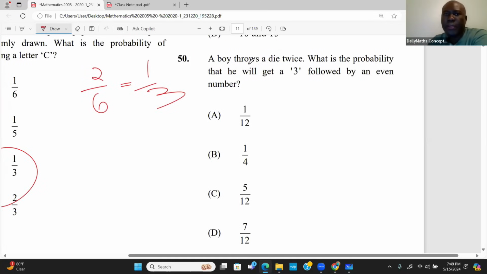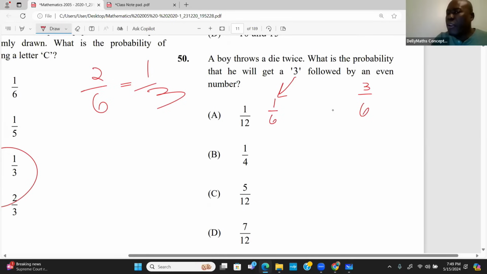All right, a boy threw a die twice. What is the probability that he will get a 3 followed by an even number? This is one again. So he's going to get a 3 first, and then he's going to get an even number after. So there are 6 sides to the die. To get a 3, this is going to give 1 out of 6. To get an even number, it's going to be 3 out of 6.